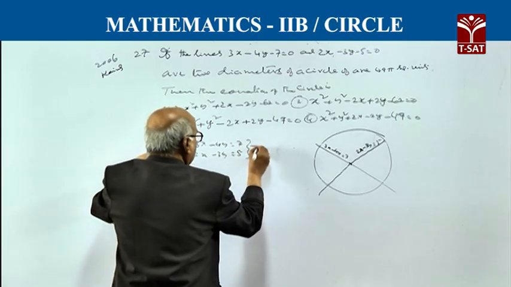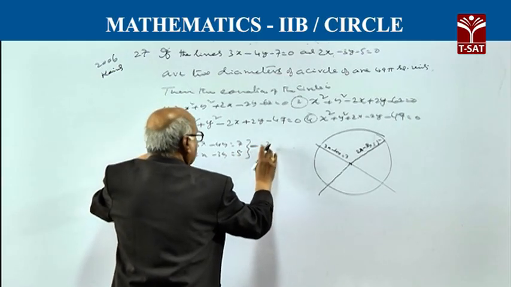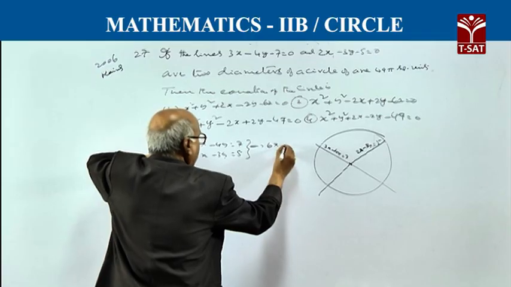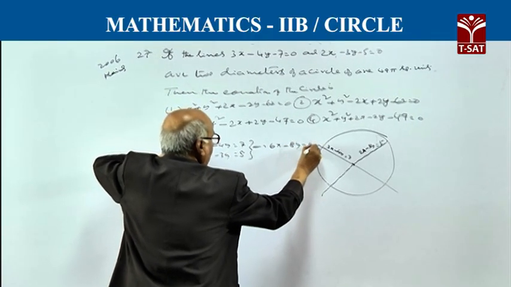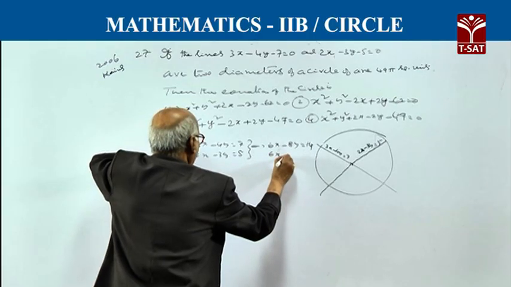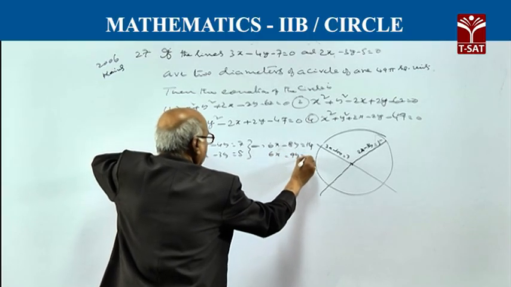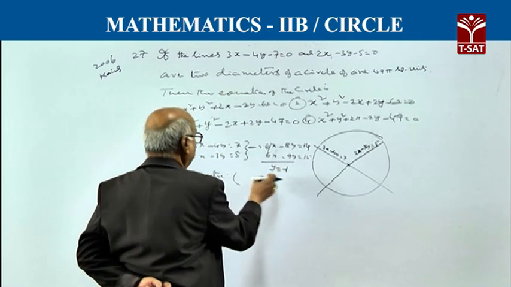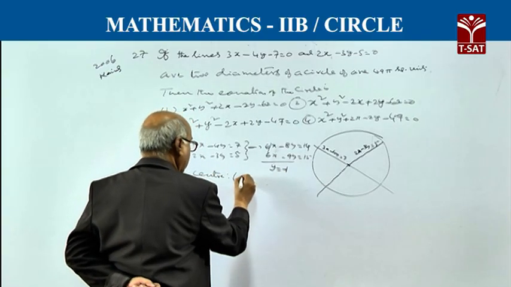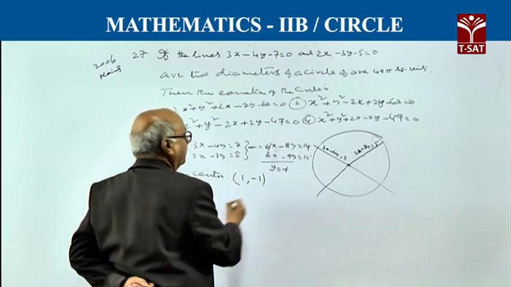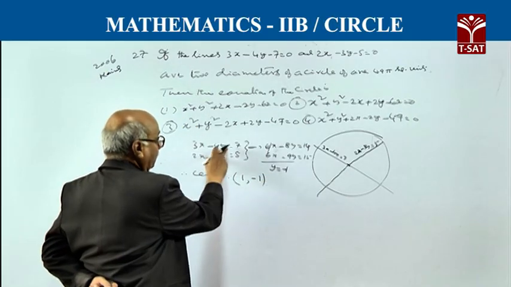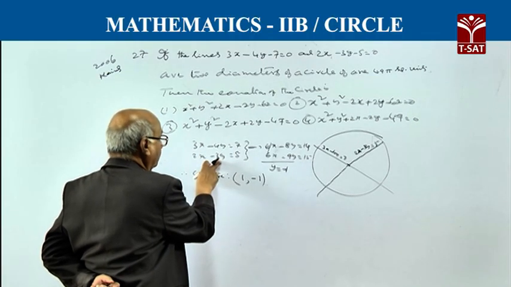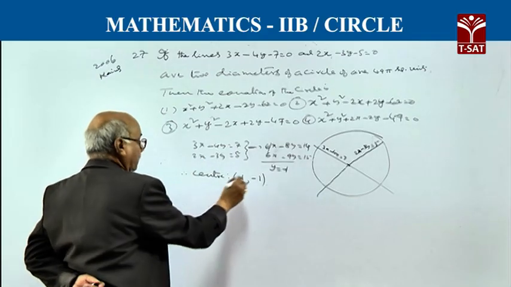Now solving them, 3x minus 4y is equal to 7 and 2x minus 3y is equal to 5. You multiply this with 2 and this with 3. So 6x minus 8y is equal to 14 and 6x minus 9y is equal to 15. Solving these two diameter equations, we get y is equal to minus 1 and x is equal to 1. So the center is 1 comma minus 1. If you check it, 3 plus 4 is 7 and 2 plus 3 is 5. So this is the center.